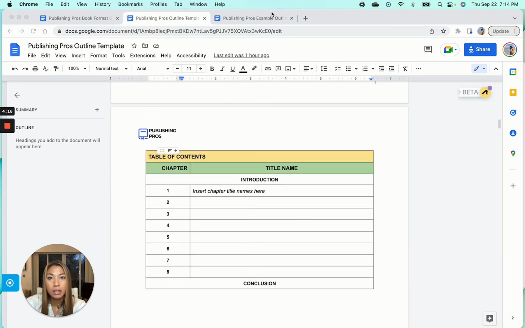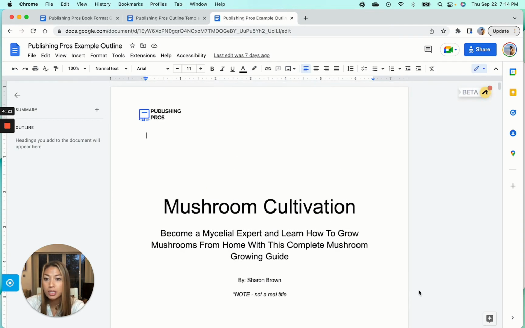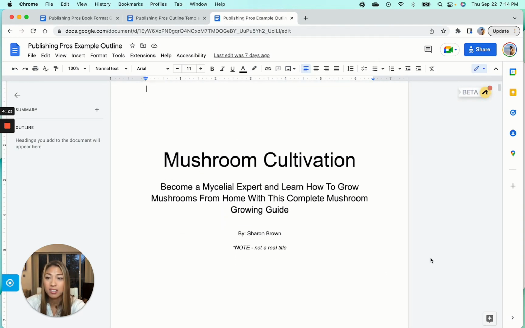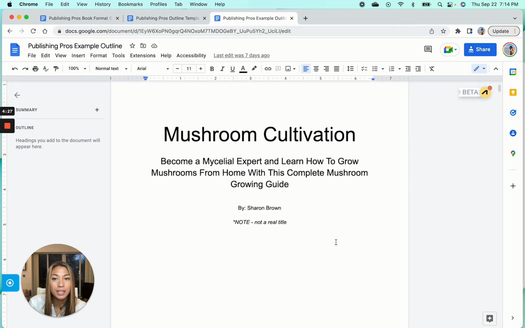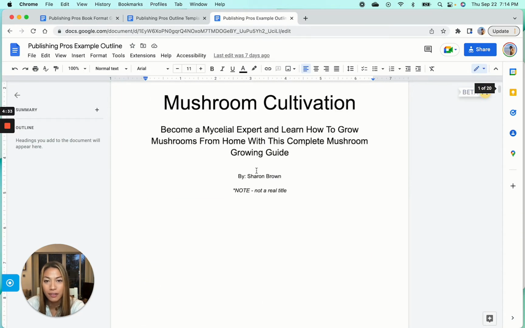So actually, let's just go ahead and hop over into the example now to show you the beginning. This is an example that we've made based on a random topic that we chose. We chose mushroom cultivation, and the subtitle is Become a Mycelial Expert and Learn How to Grow Mushrooms from Home with This Complete Mushroom Growing Guide. This is a fake name as well.